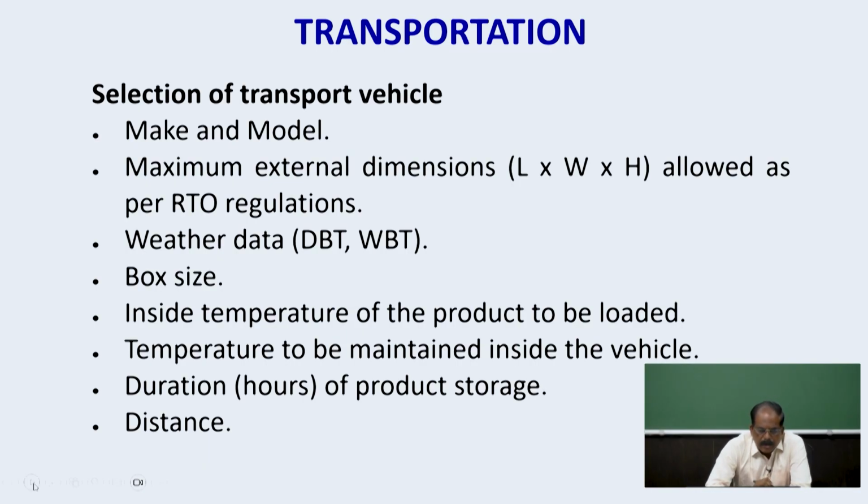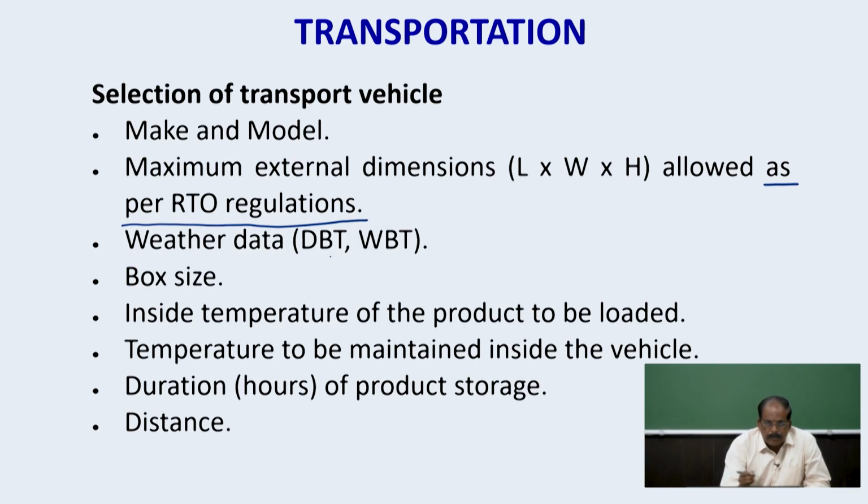Selection of transportation vehicle: make and model, which company, which brand, what is the model number, and the maximum external dimension, that is, the length, width and height of the vehicle allowed as per RTO rules. One cannot design a refrigerated truck or a refrigerated van as per one's own wish. There are guidelines and standards put forth by the RTO department.